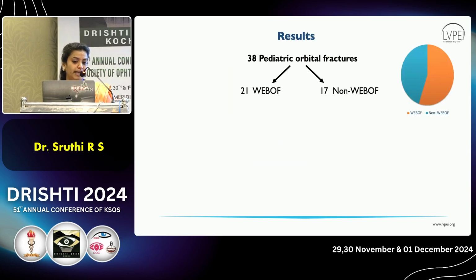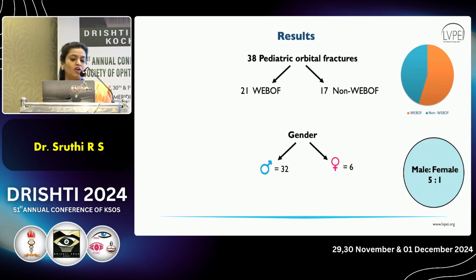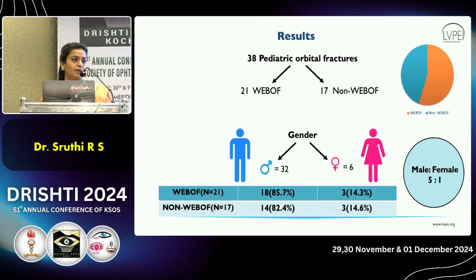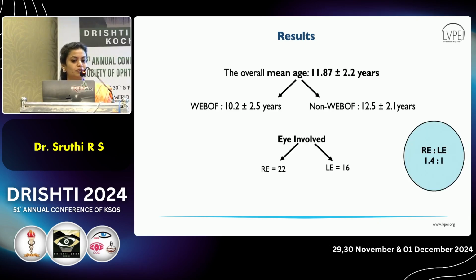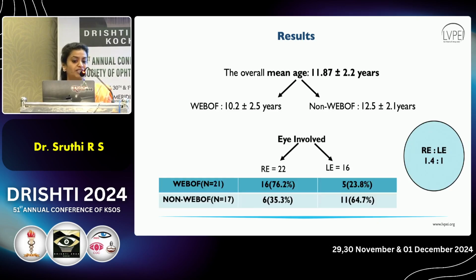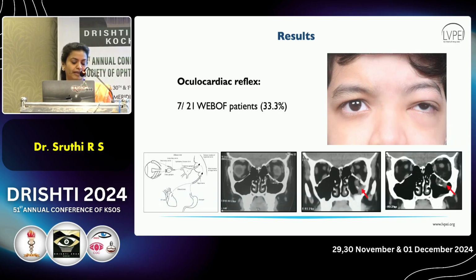Out of the 38 pediatric orbital fractures, we saw that 21 had WEBO and 17 had non-WEBO. We were also surprised to see that there was a male preponderance in the ratio of 5:1. The overall mean age was 11.87. It was also interesting to see that the white-eyed blowout fracture category had a younger mean age as compared to the non-WEBO category. The right eye was more commonly involved as compared to the left eye.